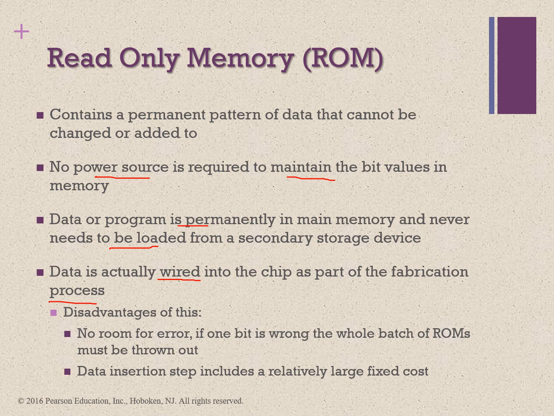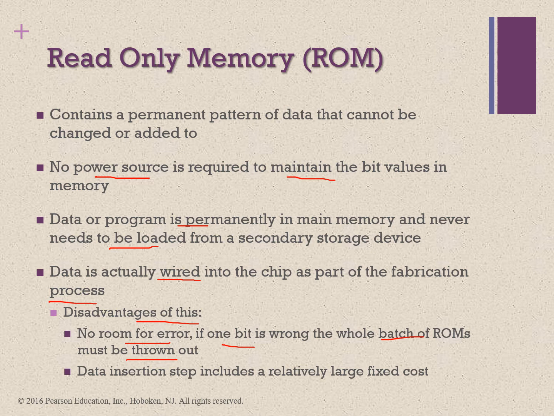The disadvantage of read-only memory is there is no room for error. If one bit is wrong, the whole batch of the ROM has to be thrown out. Let's say during the manufacturing process, we write the data onto the chip. In case a wrong data is written onto the chip, there is no way to correct the mistakes. So if there is something wrong in the writing process, the whole batch of the chip has to be discarded, thrown out, because you are not going to manufacture one chip at a time.